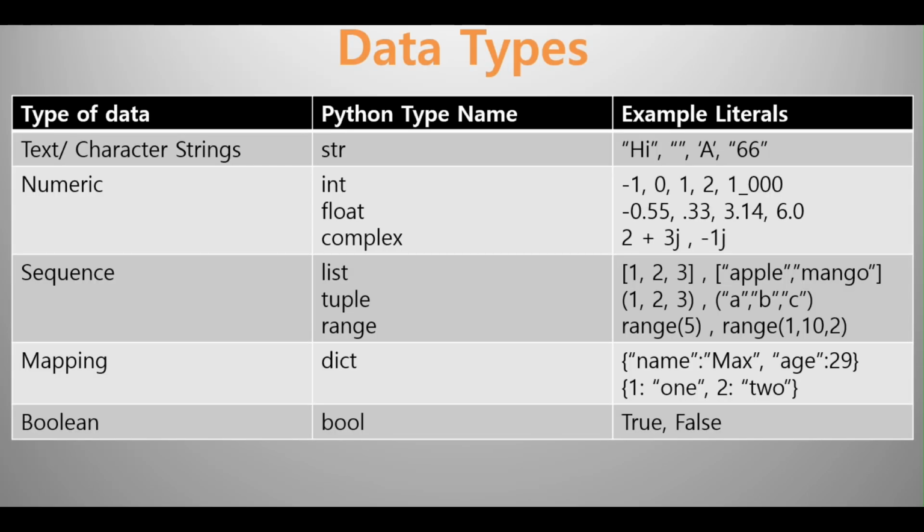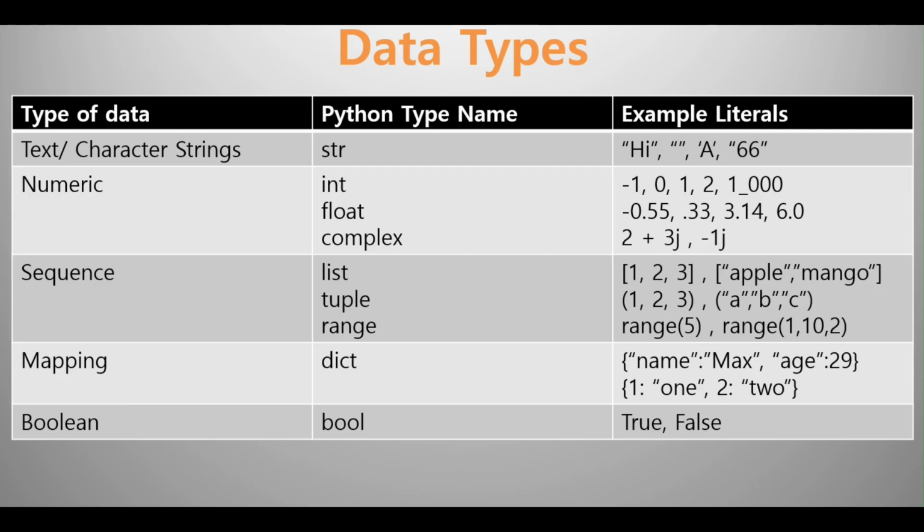Today we're gonna go over data types. So first of all, we have a type of data. We have text or character strings. We have numeric data. We have sequence. We have mapping, and we have Boolean. The respective Python type for each of those.